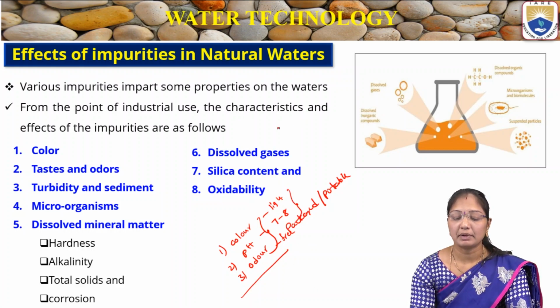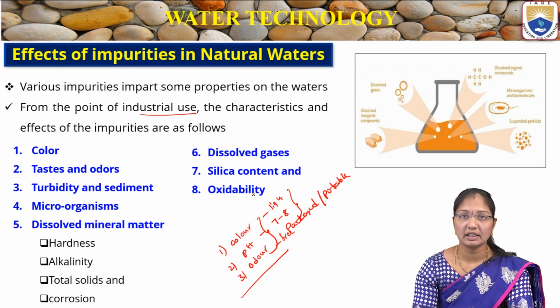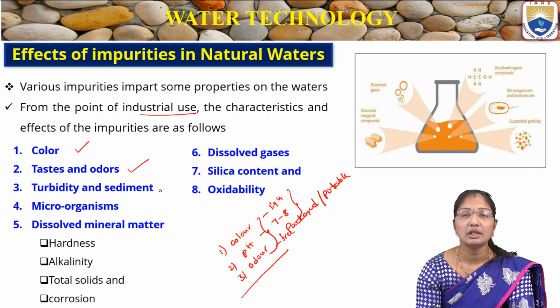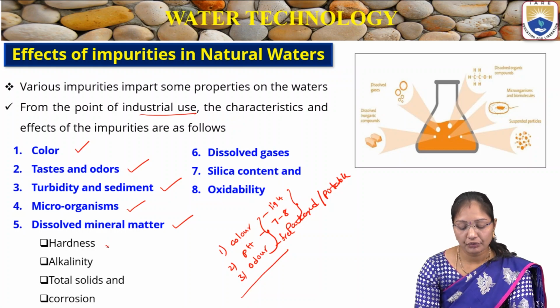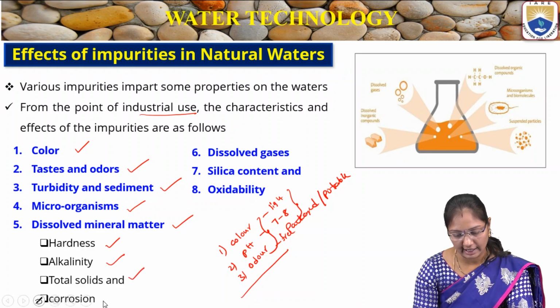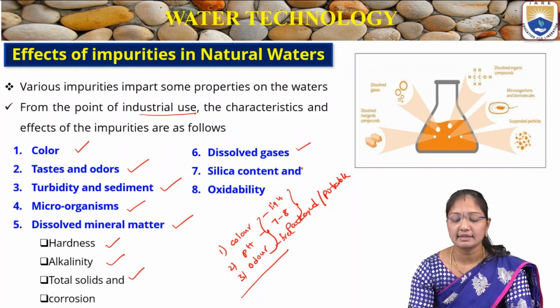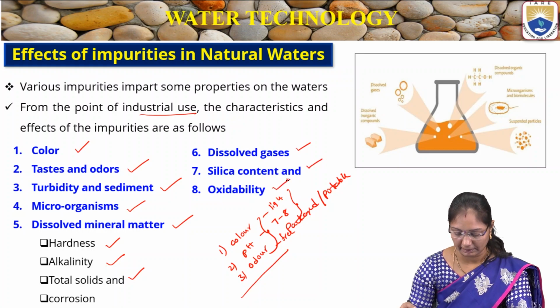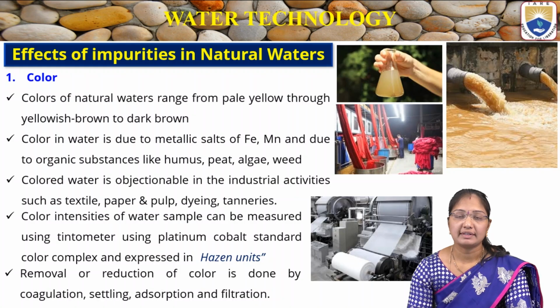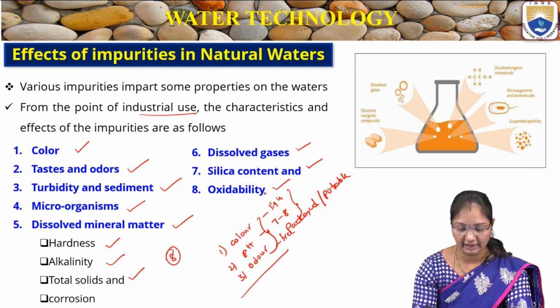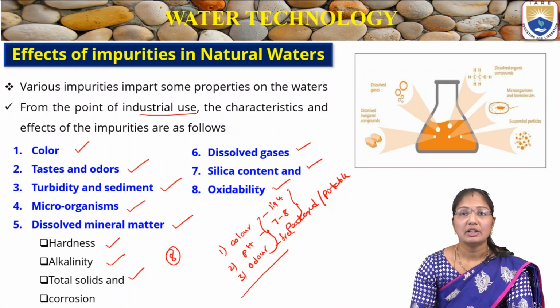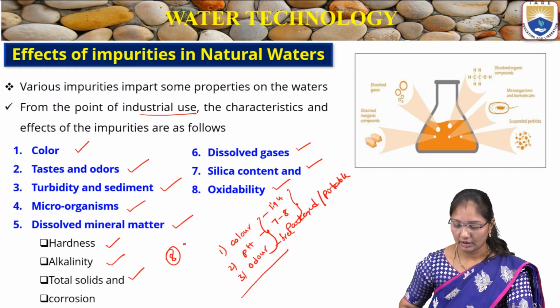As with this, for industrial purposes we will follow eight characteristics. First, color. Next, taste and odor. Next, turbidity and sediment. The fourth one is microorganisms, followed by dissolved mineral matter. Dissolved mineral matter covers hardness, alkalinity, total solids and corrosion. The sixth one is dissolved gases, the seventh is silica content, and the eighth is oxidability. We are going to see these eight characteristics for industrial purposes, 1 to 8, in detail in the presentation.